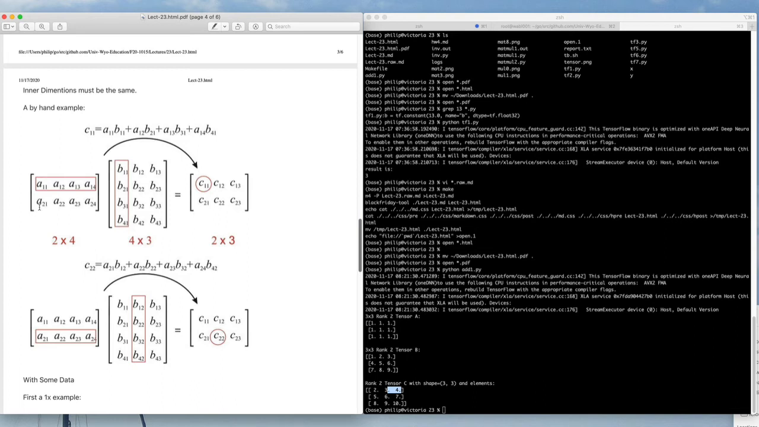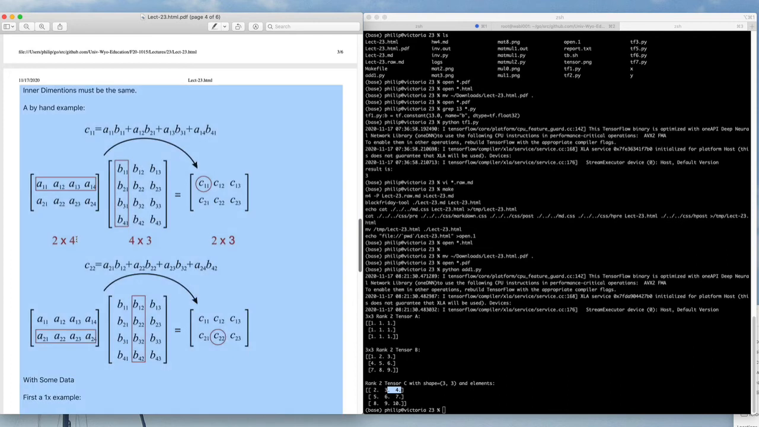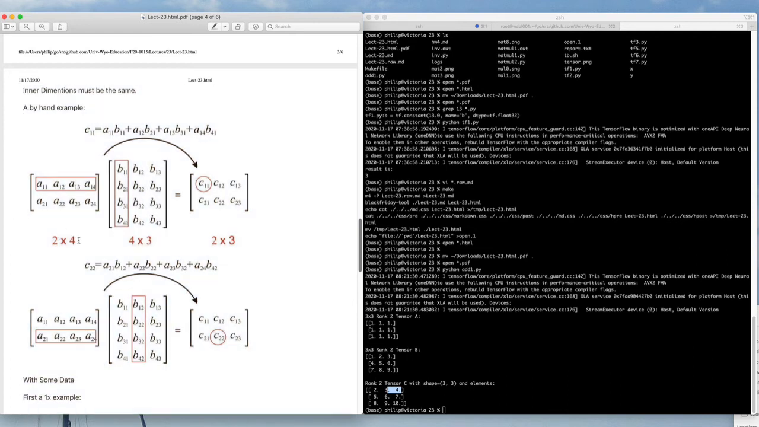So I have a matrix here. This is my A matrix with the A's in it, and it is 2 by 4. So the inner number here is 4. And I have another matrix that's 4 by 3, so its first number is 4. So those first two numbers match.